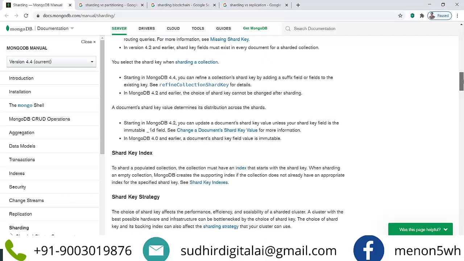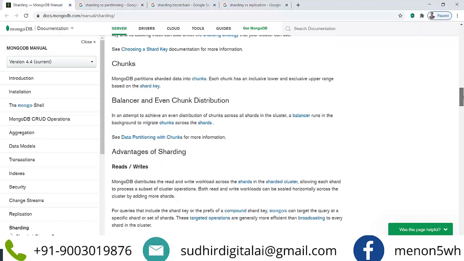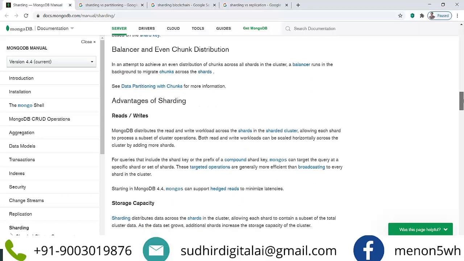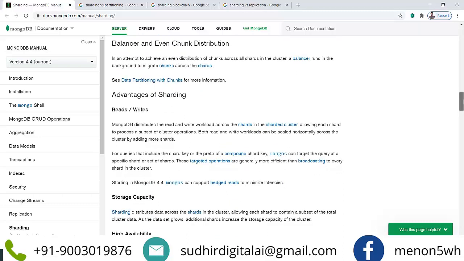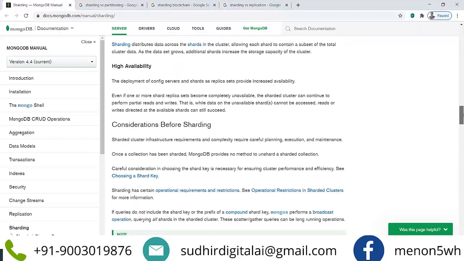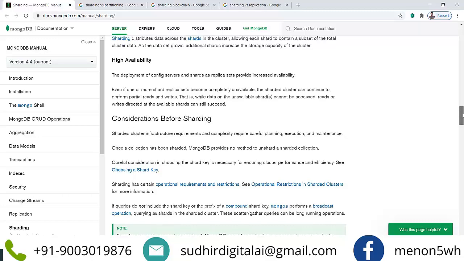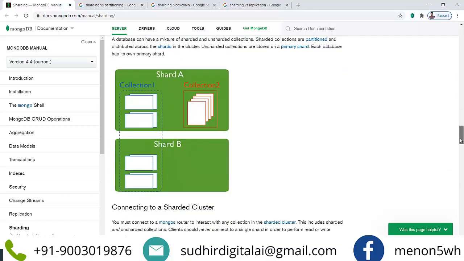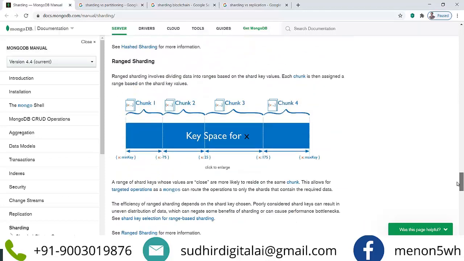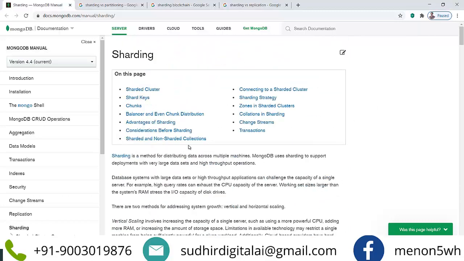That's very interesting. You have the shard key index and shard key strategy, and a lot of information which you can go through. The key advantage which MongoDB talks about is reads and writes. Since there is a distribution of reads and writes, there will be performance, storage capacity, and high availability. Before you do sharding, please do careful planning and execution. Once a collection is sharded, there is no method to unshard a sharded collection. Some of these are things you should see from an architectural perspective. That's what MongoDB talks about. It also talks about zones, change streams, transactions, and so on. You can have a look at it.